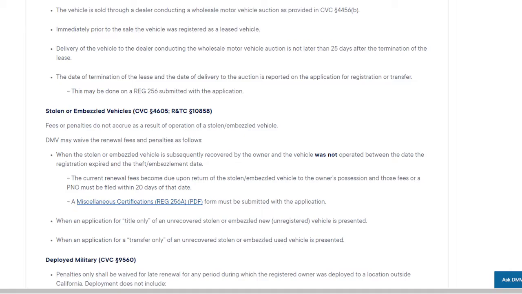When an application for title only of an unrecovered, stolen, or embezzled new unregistered vehicle is presented. When an application for a transfer only of a recovered, stolen, or embezzled vehicle is presented.